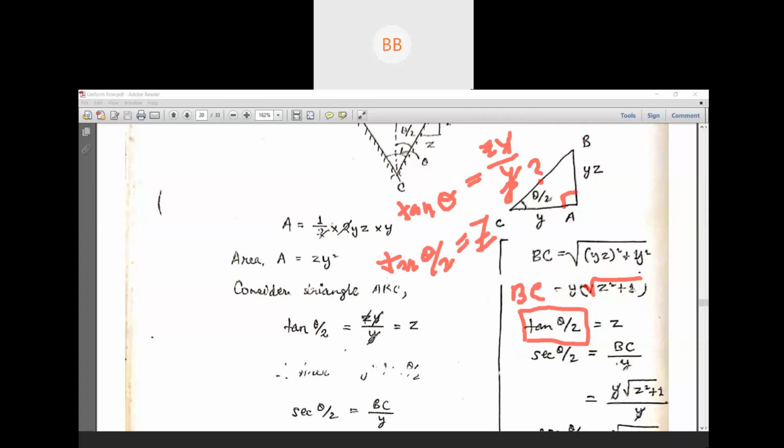Sin theta, cos theta, tan theta, we have already studied those things. Tan theta is perpendicular by base. Perpendicular in this triangle is zy and base is y. This y will be cancelled out and what is left is z. So you can directly write tan theta by 2 is equal to z.